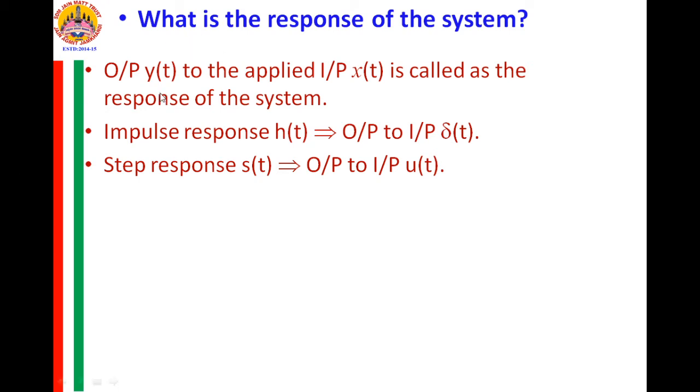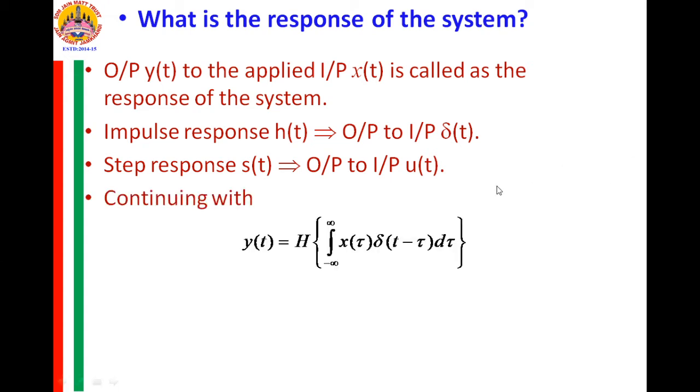We are concentrating on output y of t due to input x of t, and we have seen that every x of t is expressed in terms of shifted impulses, so y of t is equal to integration minus infinity to plus infinity x of tau delta of t minus tau d tau operated with the operator h to result in this output y of t. Now, given that the system is a linear time invariant system, if the system obeys the linearity principle, then this operator has to operate on this product term and generate the same output y of t.